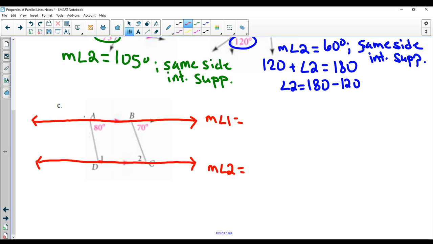And you might want to extend the other sides too. Remember, these are the ones that are parallel, the ones I'm drawing the arrows on. These other sides are going to serve as our transversals. Okay, so let's look at what we know. We know that's 80 and that's 70.